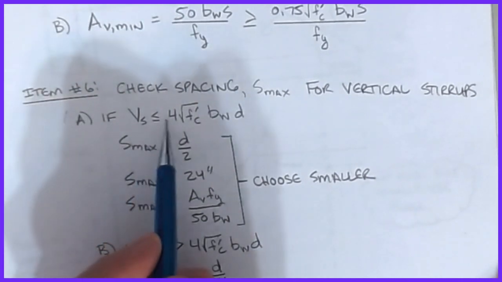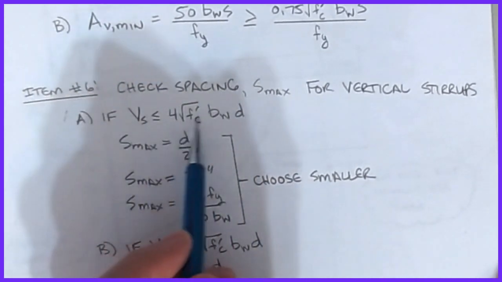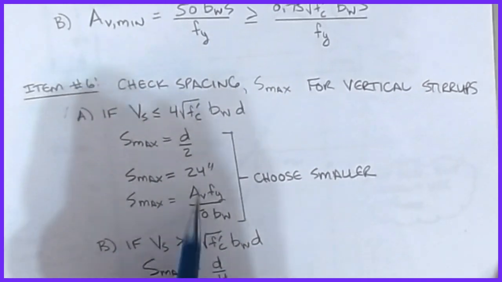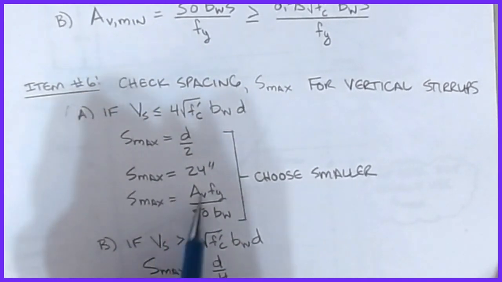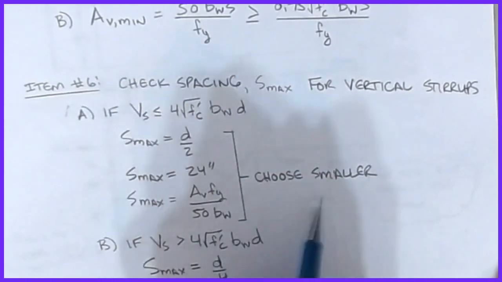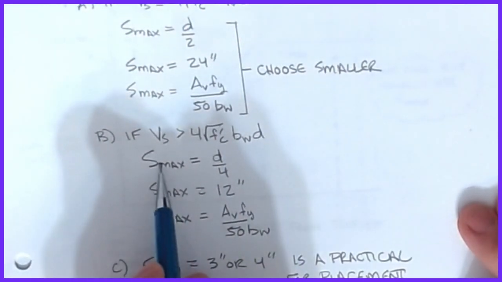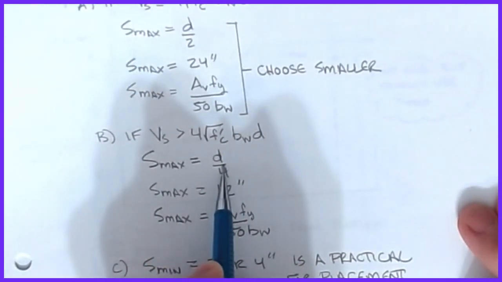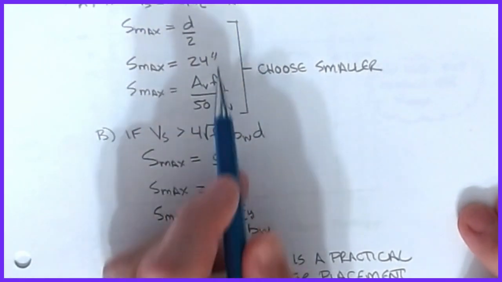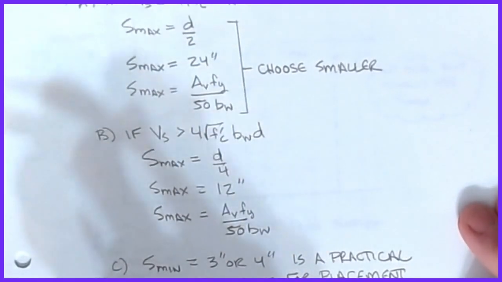So if VS, our lightly loaded shear, is less than 4 root F prime C BWD, these are our requirements: D over 2, 24 inches, or AVFY over 50 BW. We're going to choose the smaller of that limit. If our VS is larger than that, heavily loaded in shear, then our S max is halved. It's now D over 4, and our S max is 12 inches instead of 24, and this check is still the same.